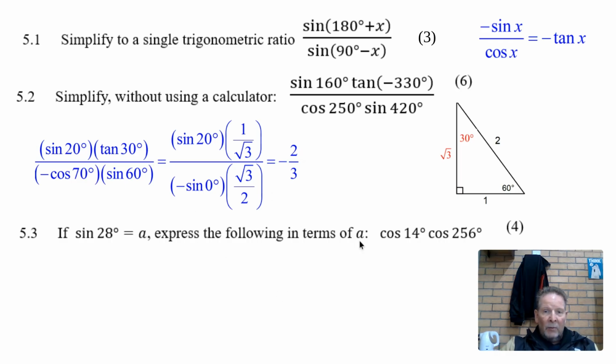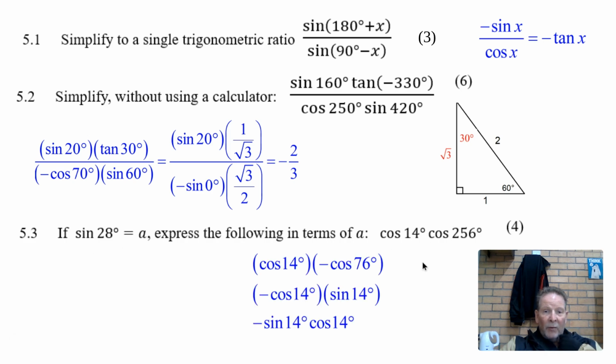Now, how to do this question here? This is how I did it. We've got the sine of 28 degrees equals a, and we're supposed to turn this into, in terms of a. Well, how can I connect this and this? First, let me simplify this side.